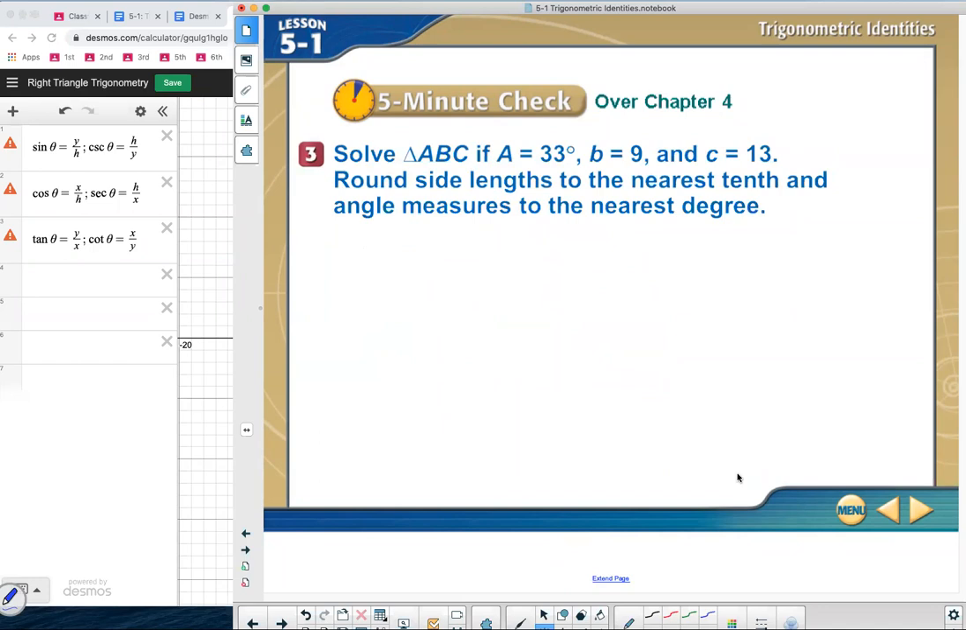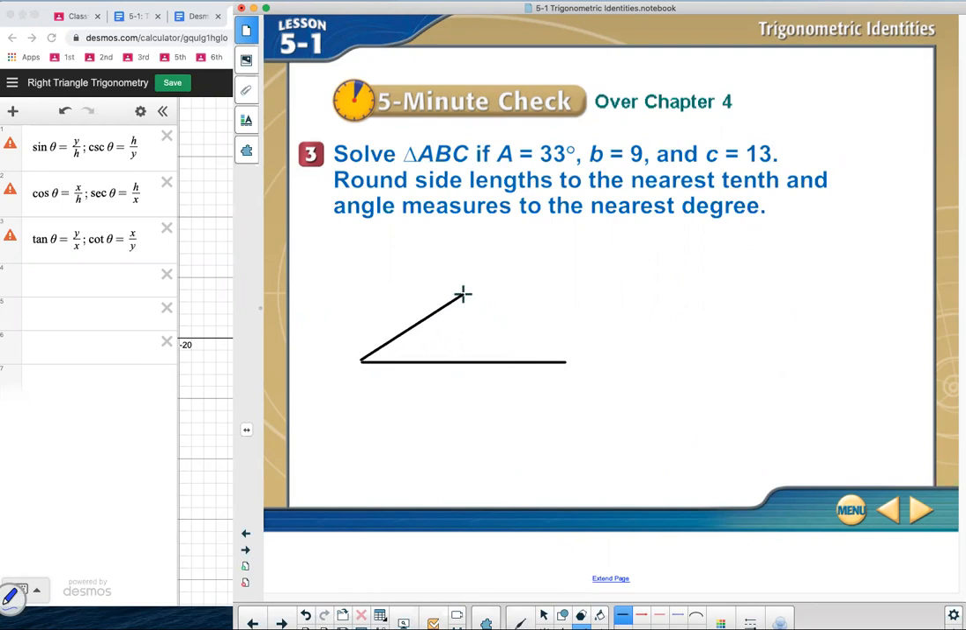Let's take a look at example 3. It says solve triangle ABC if angle A is 33 degrees, b is 9, and c is 13. So let's take a look on this one. We don't know if it's a right triangle or not, but we do know angle A is about 33 degrees.